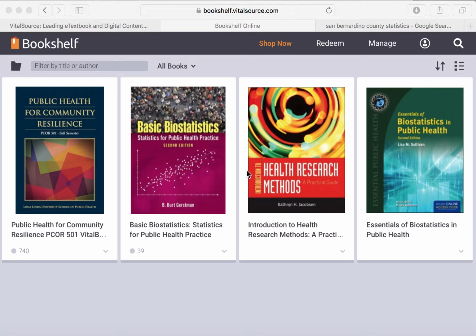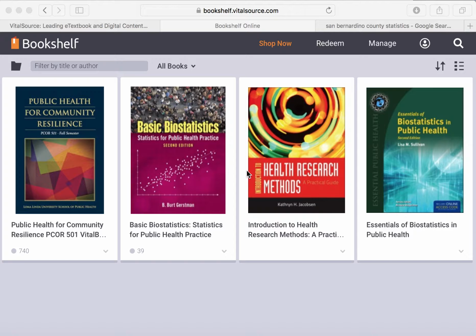For this particular recording, I'd like to start by taking a look at the textbook and showing you a few things that some of the students have said were helpful for them. So what I've done is I've gone into my bookshelf, and here's my textbook. You probably have something similar. And this is the Public Health for Community Resilience book that's for P-Core 501 for fall semester.